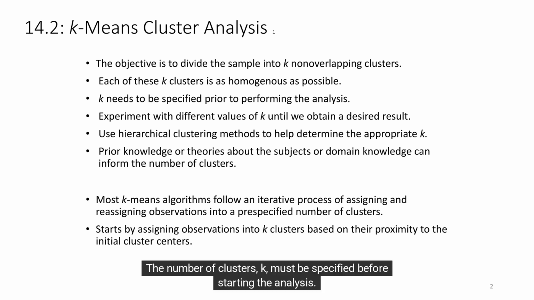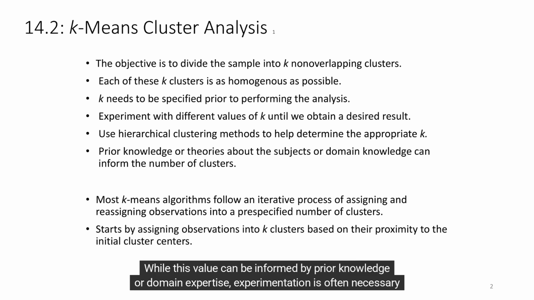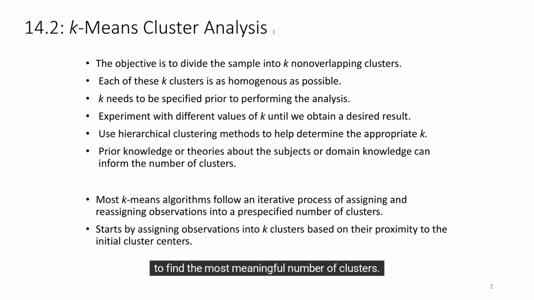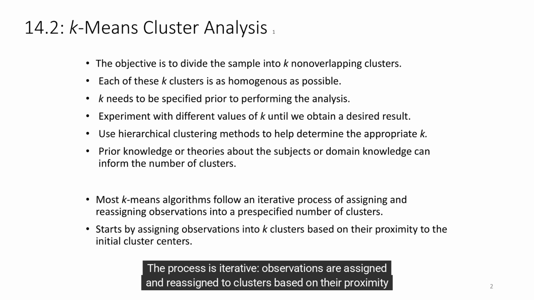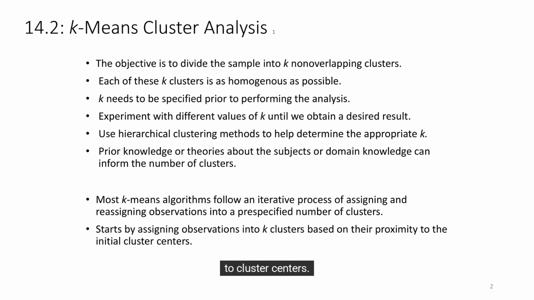The number of clusters k must be specified before starting the analysis. While this value can be informed by prior knowledge or domain expertise, experimentation is often necessary to find the most meaningful number of clusters. Hierarchical clustering methods can also help determine the appropriate value for k. The process is iterative. Observations are assigned and reassigned to clusters based on their proximity to cluster centers. Let's explore how this process works.